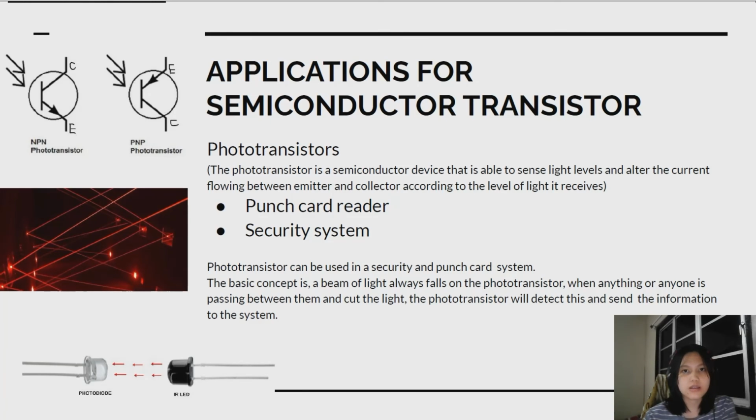A phototransistor is one application of a semiconductor transistor. Due to its ability to detect light, this component can be utilized in a punch card reader or a security system. Both examples mentioned perform similarly when the phototransistor that is receiving infrared signals from an infrared LED is disrupted by an object blocking it. This data will be delivered to the system, which will then initiate the pre-programmed response of the system as demonstrated in this video.